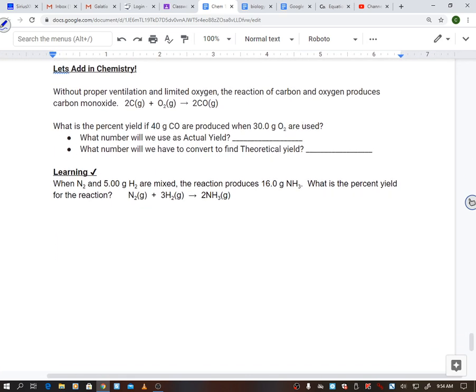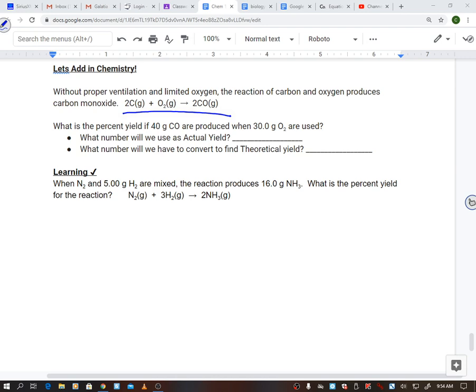Okay, so without proper ventilation and limited oxygen, once again, kids think too much into those words. Really, it's just telling you, hey, you have everything you need. The reaction of carbon and oxygen produces carbon monoxide. So it's a lot of wording to tell me this is happening. They want to know, what is the percent yield if 40 grams of carbon monoxide are produced when 30 grams are used? They want to know what number we will use as the actual yield. What did you actually produce?